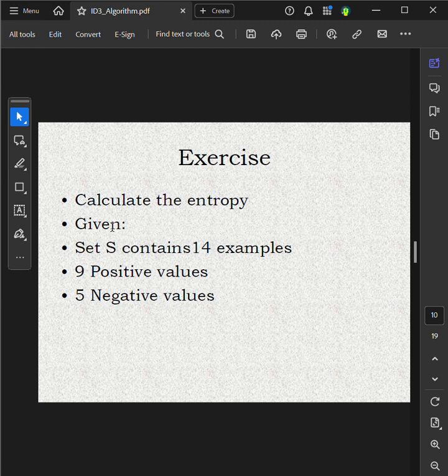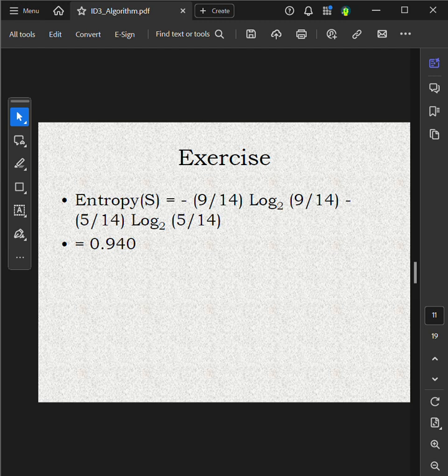Here we have an example with 9 positive values and 5 negative values. The attribute we'll be testing is wind, which can be either weak or strong. For weak wind, we take 6 positive examples and 2 negative, and for strong wind, we take 3 positive and 3 negative. All right, let's calculate. Suppose, according to my calculations, I get an entropy for the weak wind as 0.811 and entropy for the strong wind as 1.0.